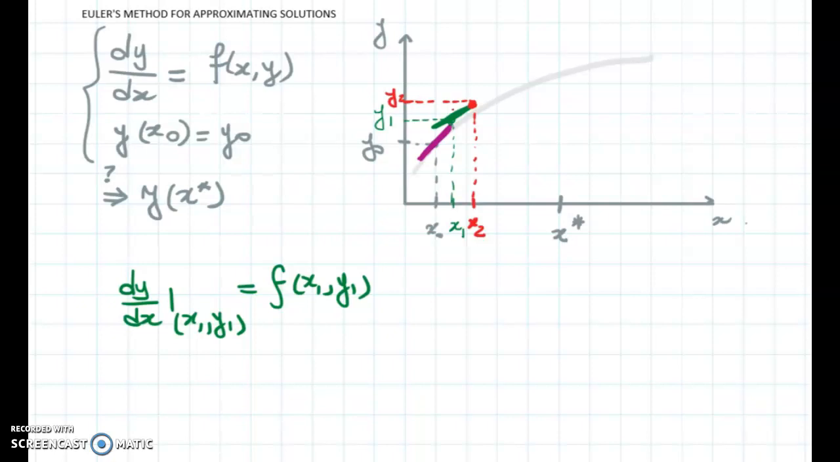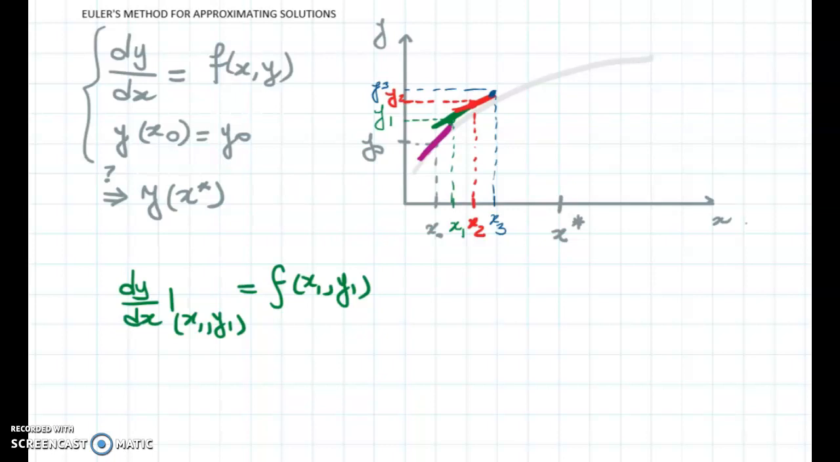We repeat this, so we keep moving along little tangent lines and taking small steps towards x star. And on each step we say, well, too bad we don't know the value of the solution, but we can approximate it with the little tangent from the step before. If we keep doing this, we are going to get an approximation of the solution at the point x star. This is the idea of what we're going to do, and now we are going to write what those steps formally look like.